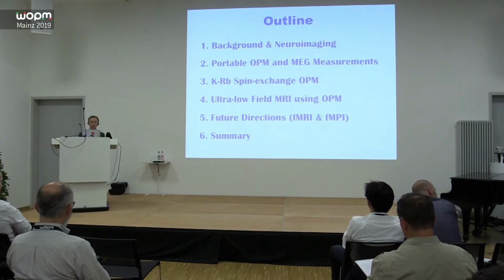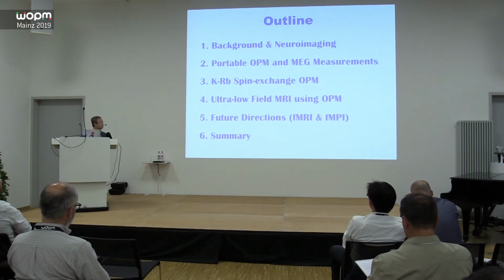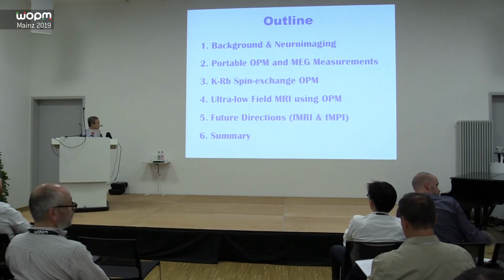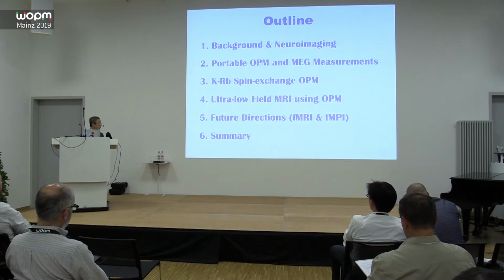This is the outline of my talk. Today, I want to talk about limitations of the current neuroimaging techniques first, and then I explain our history of research on OPM. I first talk about the portable OPM and the MEG measurements with it. And then I'll talk about potassium and rubidium spin exchange OPM, then ultra-low field MRI using OPM. And finally, I talk about the future directions, about the functional MRI and the functional magnetic particle imaging. And I'll finish with a brief summary.